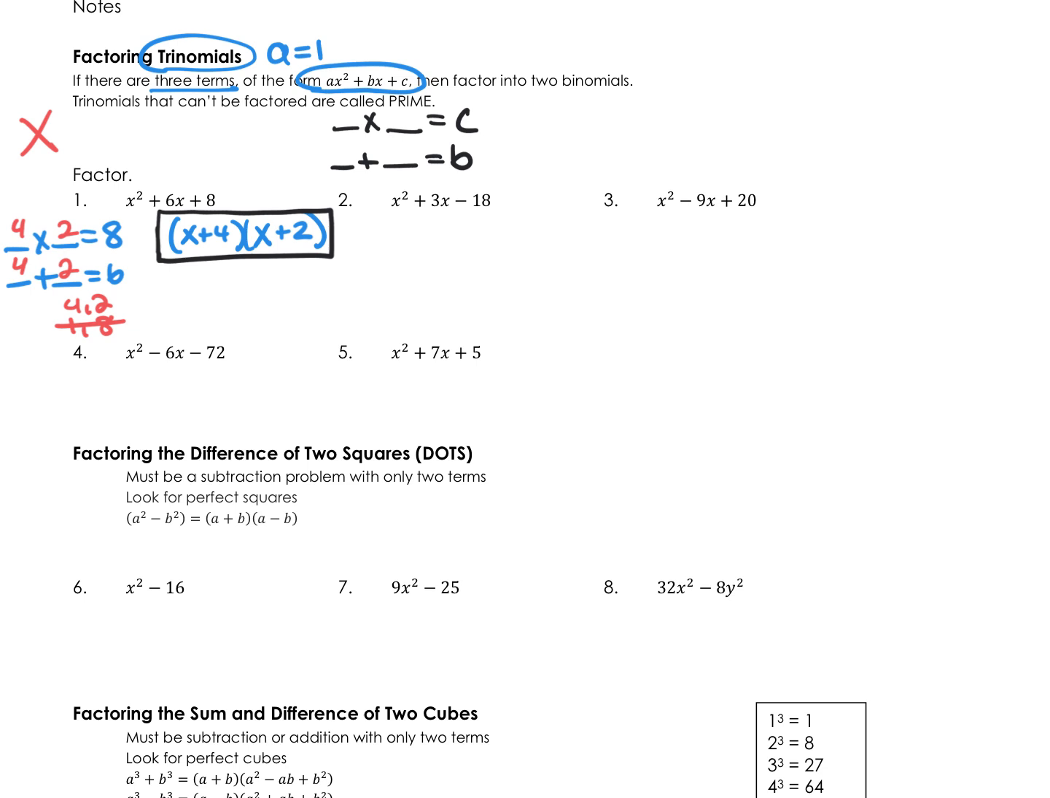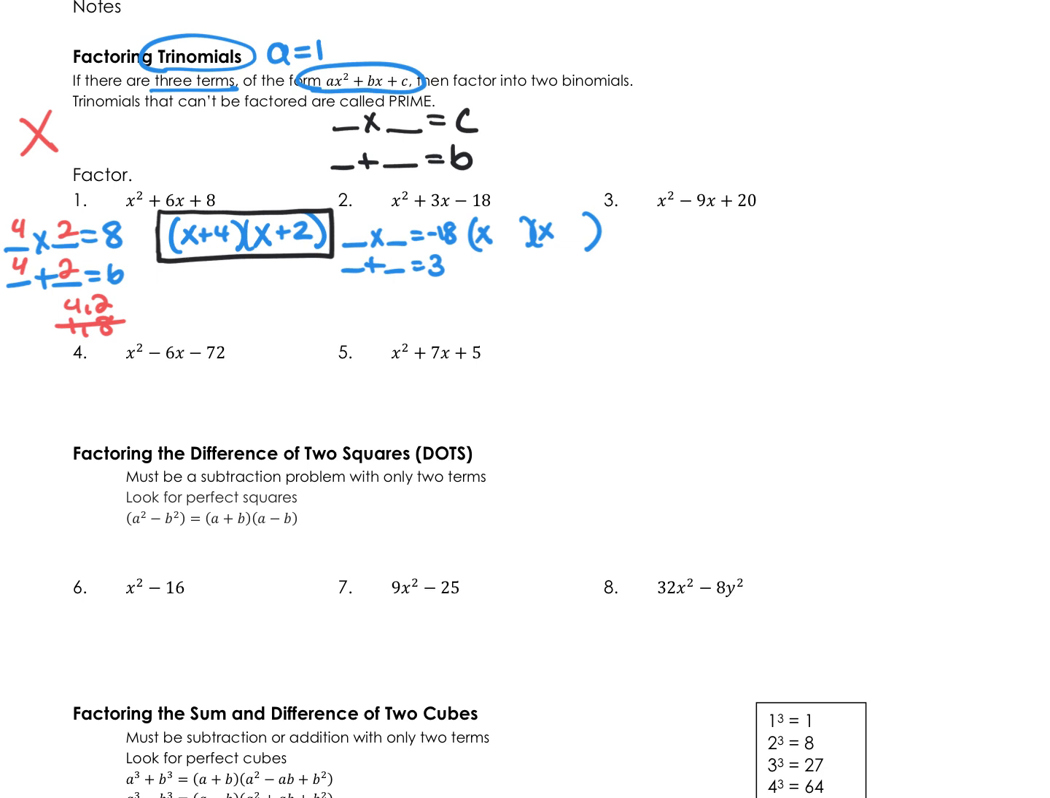So for number 2, we know we're going to start with a set of parentheses because it's a trinomial. A is 1 here. So we know these are going to start with just x and x, because x times x will give me x squared. So now we just need to figure out what these 2 numbers are. We're going to look for 2 numbers that multiply together to get negative 18, the number at the end. The sign does matter, so put the negative with it, and add together to get 3, the number in front of the x term.